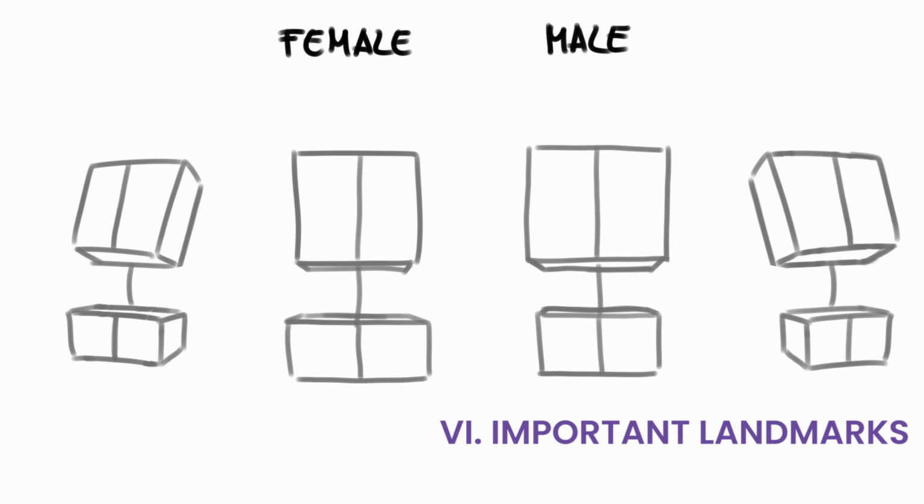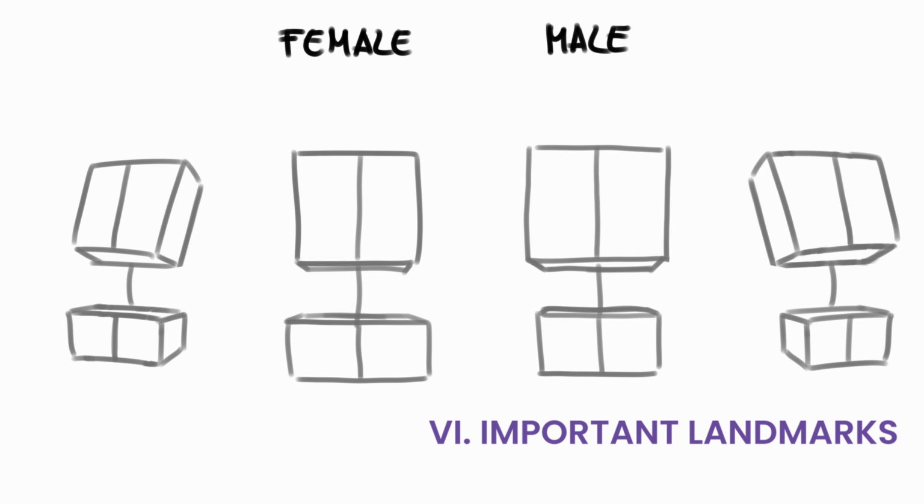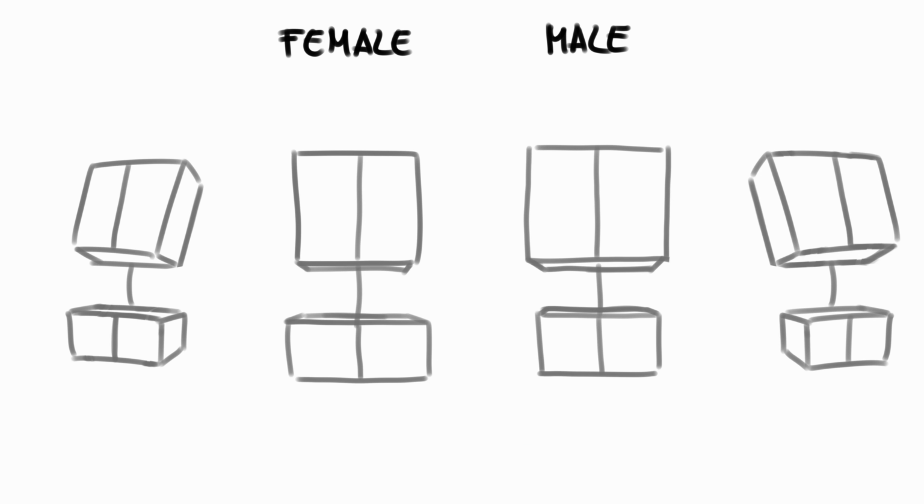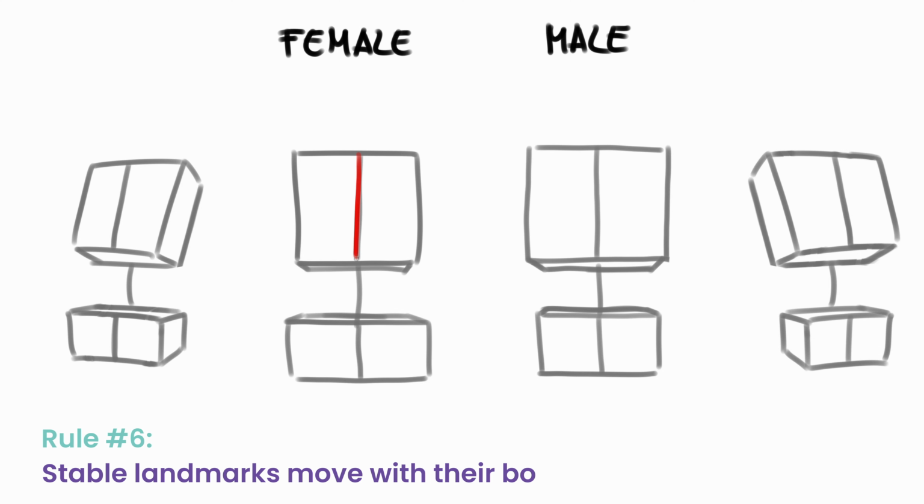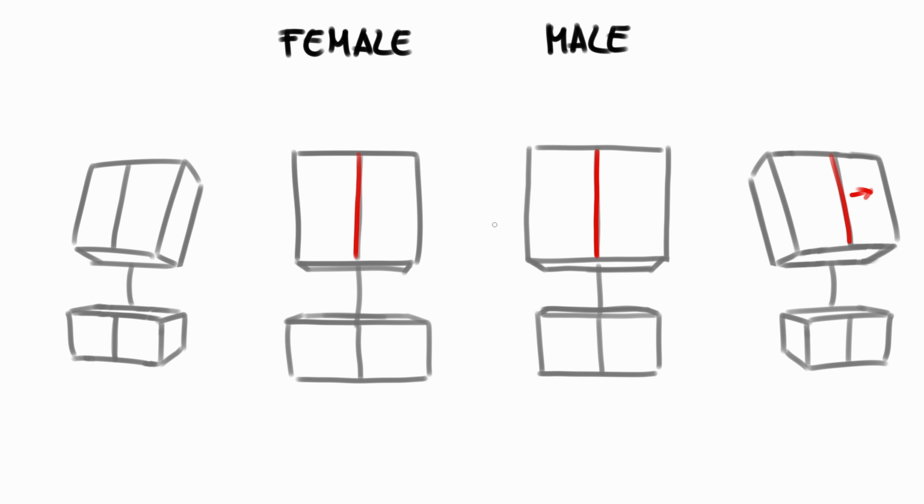Let's have a look at the important landmarks. These are your anchors. If they are correct, the torso will always read correctly, even without the details. First, the stable landmarks. These points move with the rigid boxes. First, we have the sternum. This is your center line for the upper torso. It dictates the rotation of the ribcage. If the sternum points left, the ribcage is rotated left.